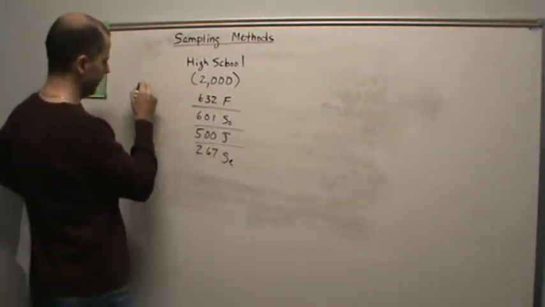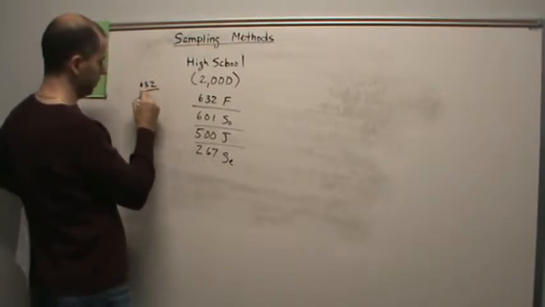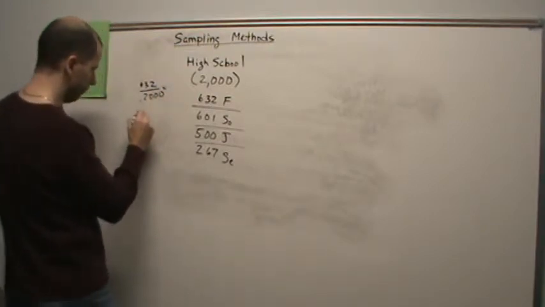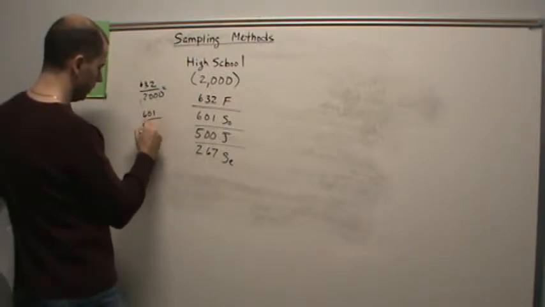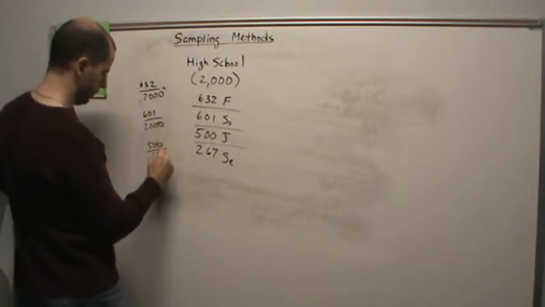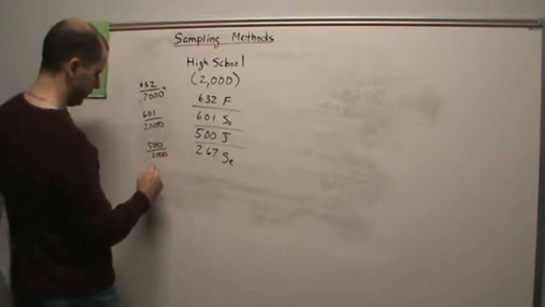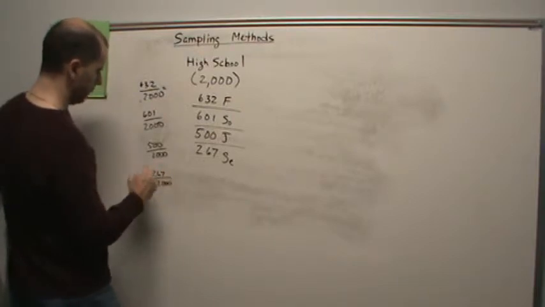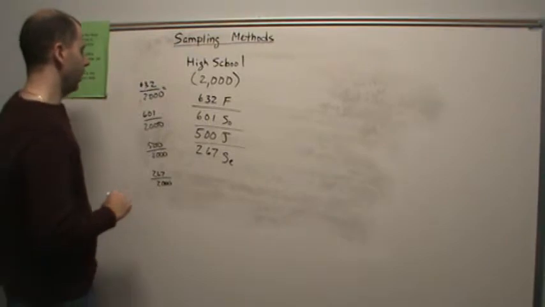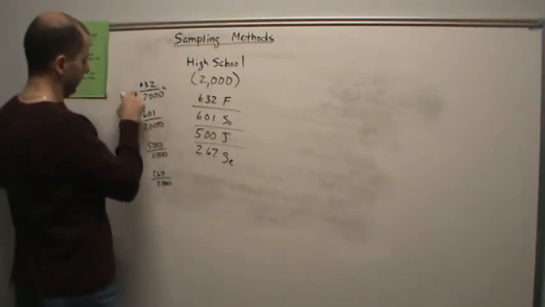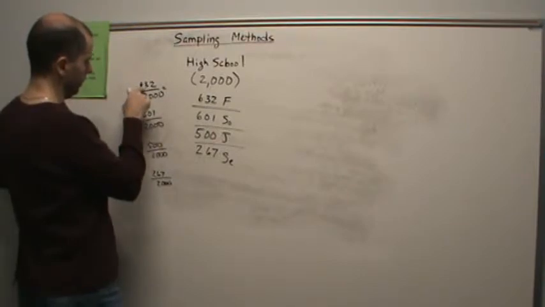So we're going to take 632 divided by 2,000, 601 divided by 2,000, 500 divided by 2,000, and 267 divided by 2,000. Okay, so what does this turn out to be? Well, this turns out to be 316.